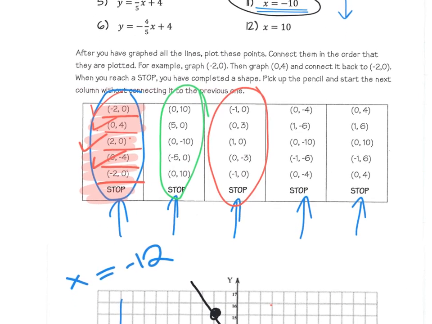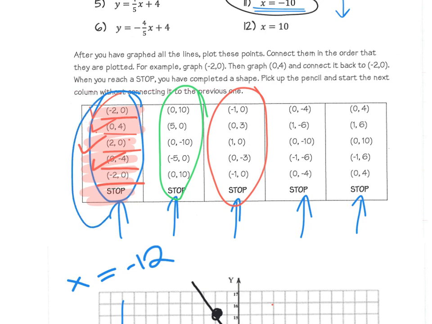Okay, so remember that the only time you connect the dots is with these 5 columns. Make sure that you check off all these points as you go to keep yourself organized. And remember to wait to color until you are completely done graphing.